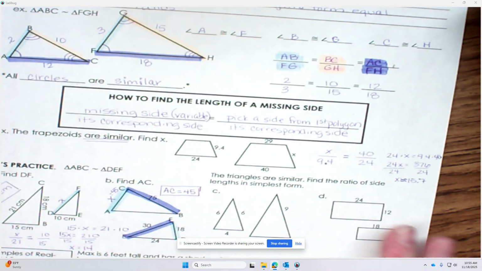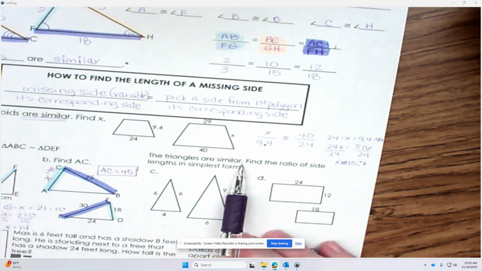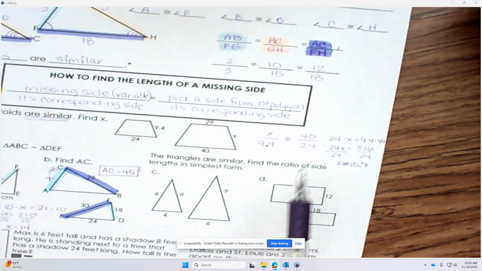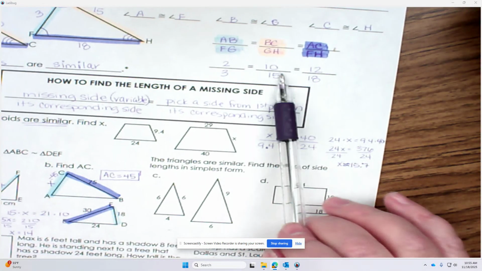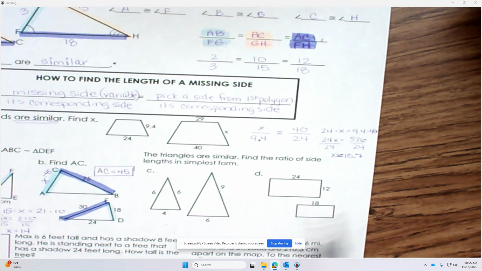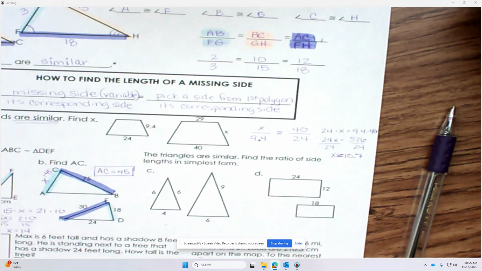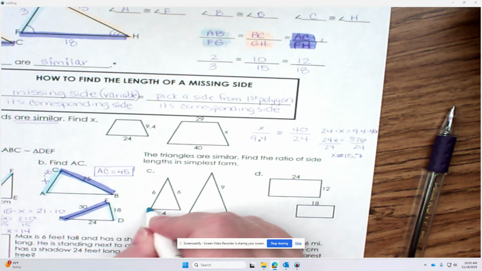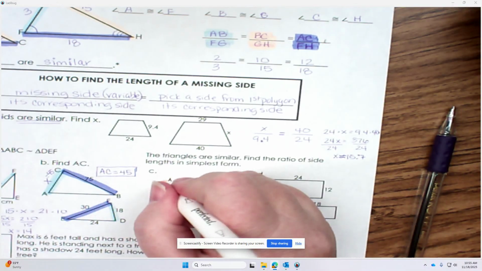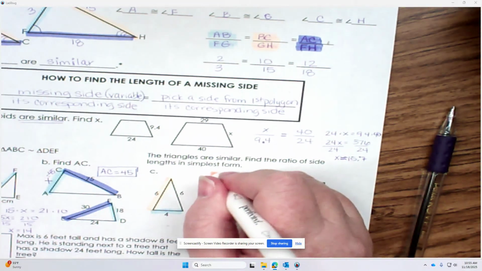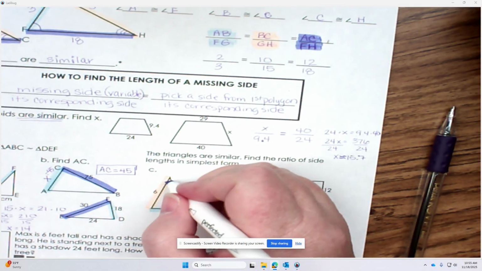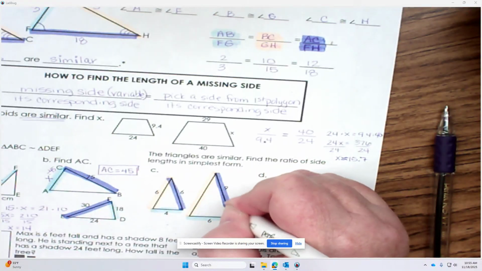Okay. All right, next one, it says the triangles are similar. Find the ratio of the side lengths in simplest form. So this is going back up to that beginning where we're going to get those ratios and then we're going to have to simplify our fractions. We have to figure out which sides are corresponding to which sides. Visually, I can see that the 4 and the 6 go together. And then I'm going to come over here and say, well, this 6 goes with this 9.